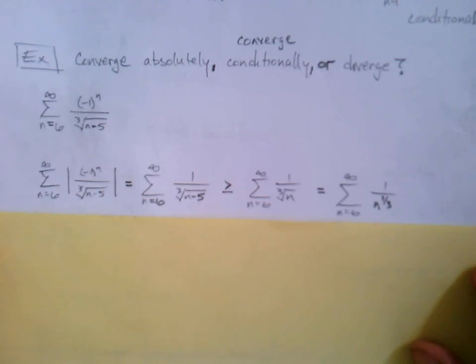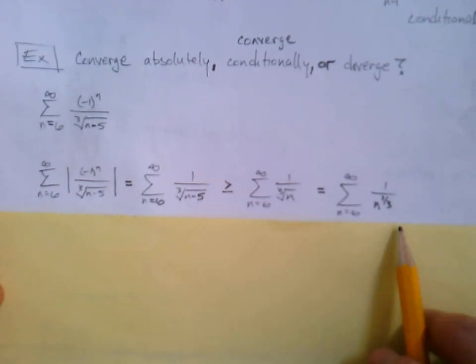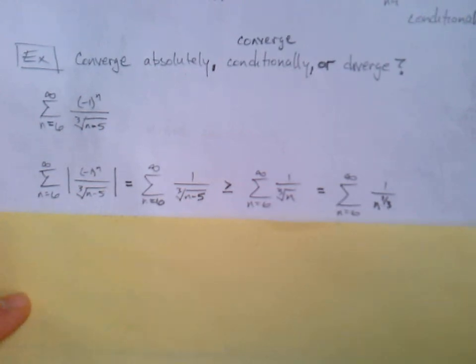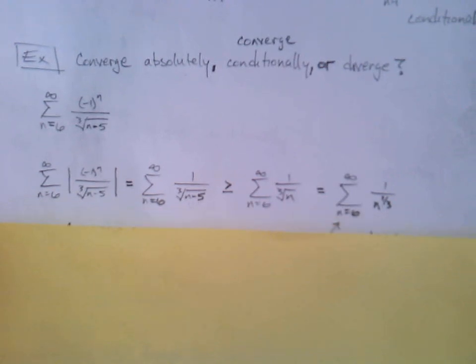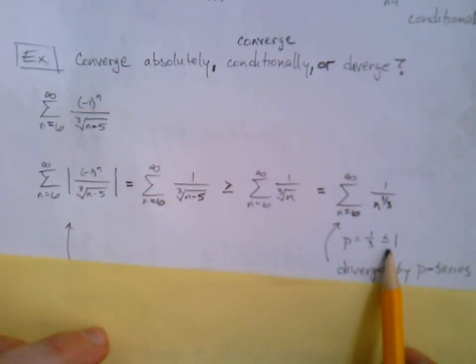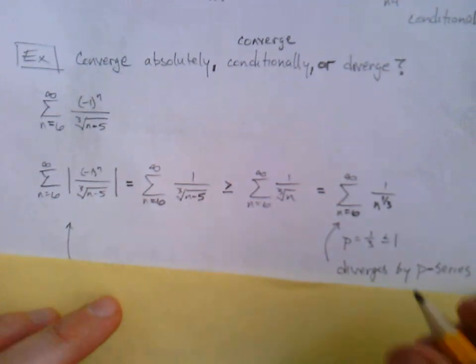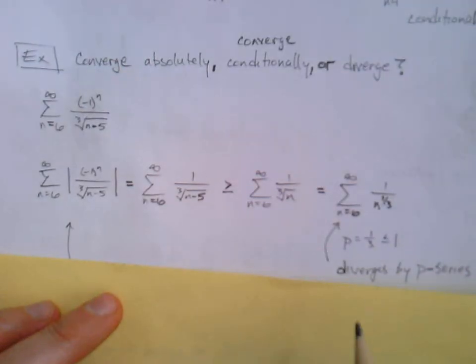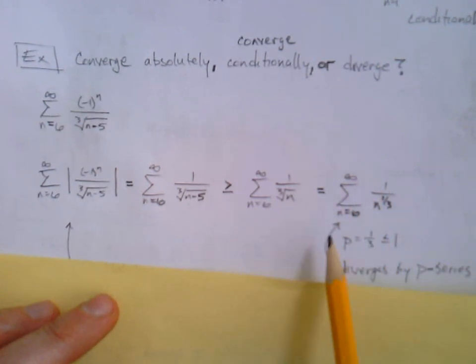Okay, well, let's see. If p equals 1/3, do you remember if that means it converges or diverges? It's easy to mix up. If p equals 1/3, that's less than or equal to 1. That diverges. We need that exponent to be bigger than 1 for it to converge. So this series right here, and I'm just using an arrow, that guy right there diverges by the p-series.